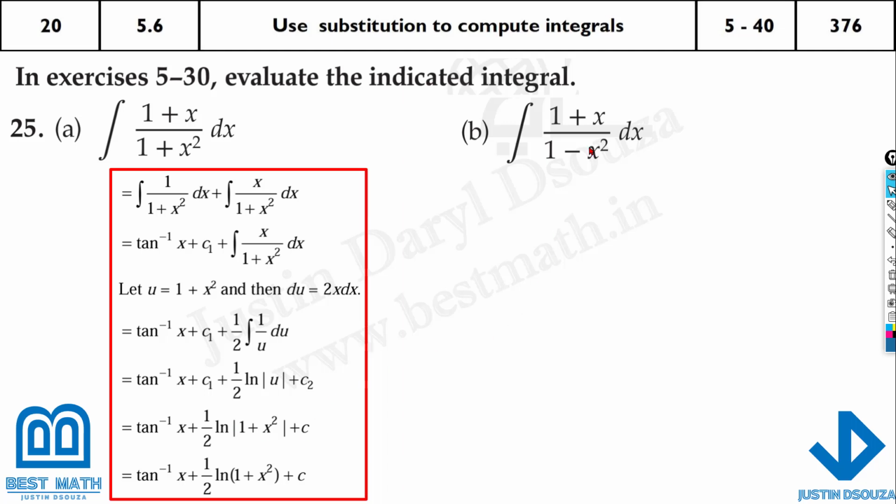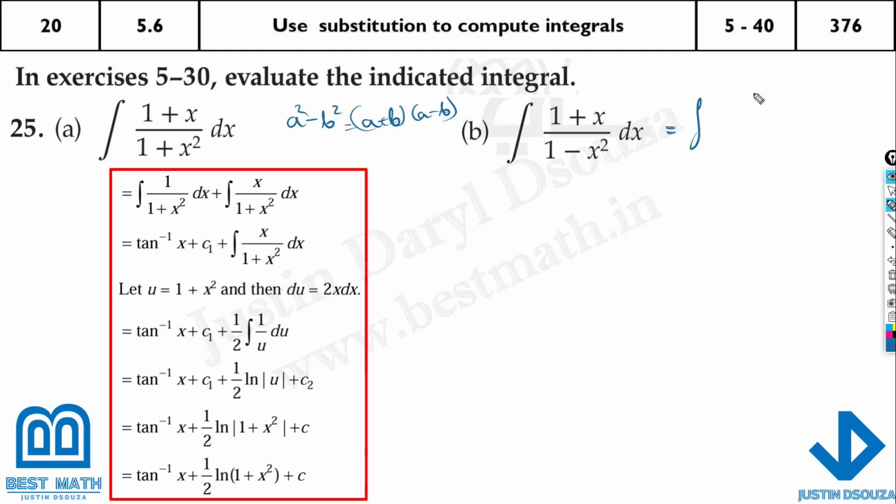Absolute value is not required. What about the next problem here? Okay, this is a bit easier because I can see the denominator is a squared minus b squared. That is equal to the a plus b, a minus b identity. So it's a difference of squares.